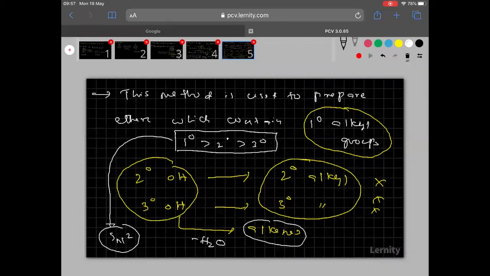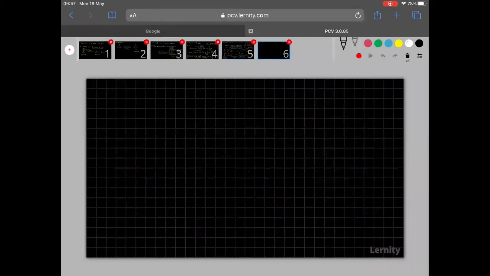Completed. Entering into the next preparation method. Now the next preparation method is a very important one, repeated many times for the board examination, mains and advanced. See clearly, that is called Williamson's synthesis. Williamson's synthesis. The most important preparation method, this one also.